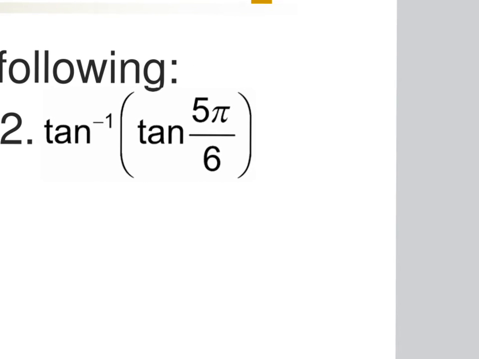Problem 2. The inverse tangent of the tangent of 5 pi over 6. Well, inverse tangent and tangent cancel each other out, leaving us only with our 5 pi over 6.